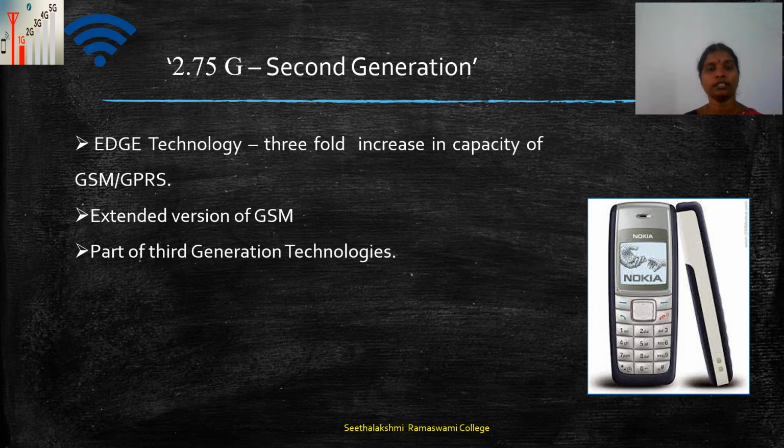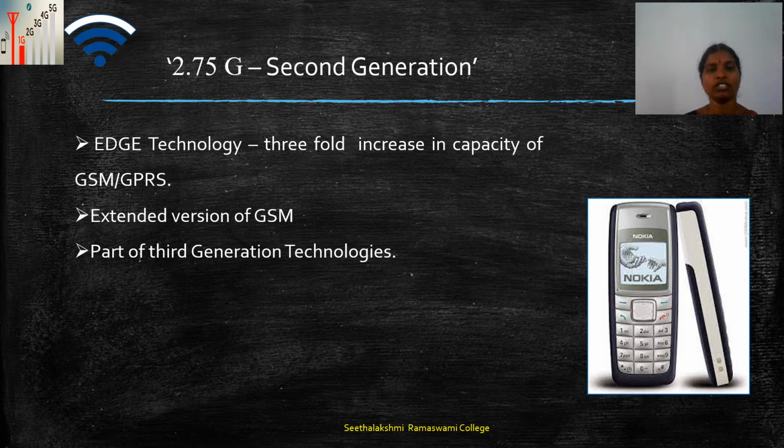2.75 generation. 2.5G networks advanced to Enhanced Data rates for GSM Evolution, that is EDGE, with the introduction of 8-PSK encoding, but the symbol rate remained the same at 270.83 samples per second. Instead of 1 bit, each symbol carried 3 bits.